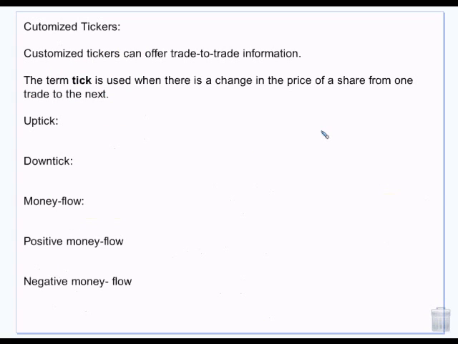They offer trade-to-trade information. The tick is a word that's used when there's a change in the price of a share from one trade to the next. I bet you can't guess what an uptick is. When the price is higher. And then a downtick happens when the price is lower than previous.